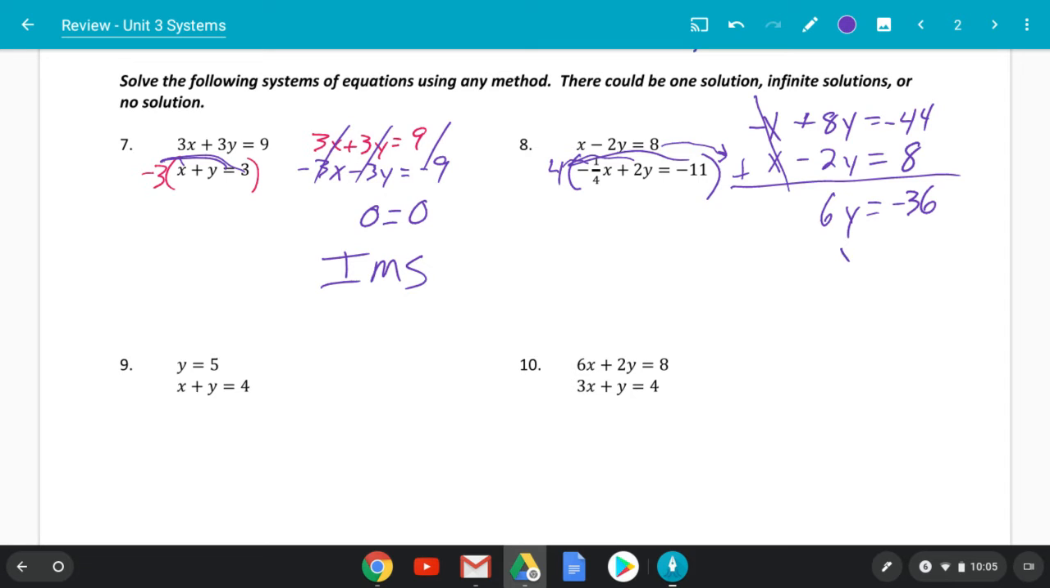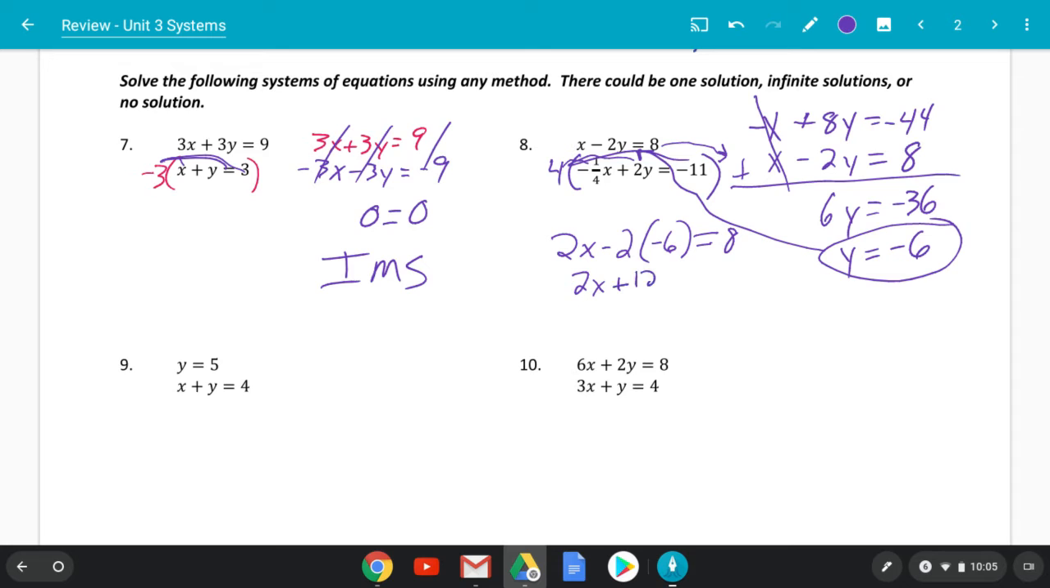36 divided by 6 on both sides, y equals a -6. Now what do I do with that y? I plug it back into the original equation. I'm going to use the top one. So I have 2x minus 2 times -6 equals 8. So that becomes 2x plus 12 equals 8. Subtract 12 from both sides. 2x equals -4, divided by 2, x equals -2. That solution is -2, -6. You can check that on Desmos.